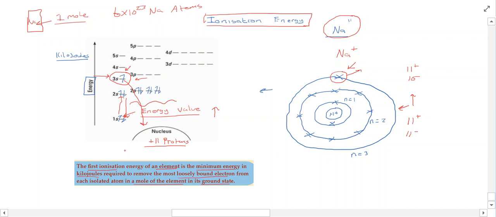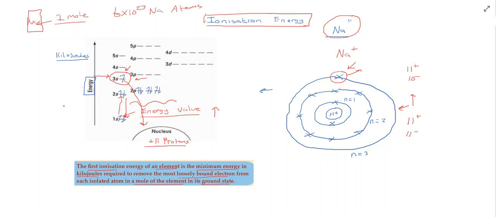So what we're saying is that the ionization energy, or the first ionization energy, of an element is the minimum energy in kilojoules required to remove the most loosely bound electron from each isolated atom in a mole of the element in its ground state.